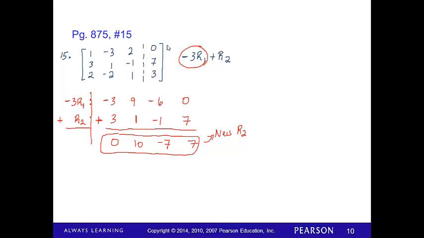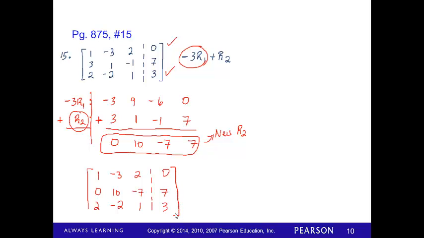Which means row 1 and row 3 stay absolutely the same. You did not make changes there. You only made changes to row 2. So your new matrix will look like 1, negative 3, 2, 0. And then you put in your new row 2, which is 0, 10, negative 7, 7. And then row 3 stays the same: 2, negative 2, 1, 3. Close it off with your brackets, and this is your new matrix.